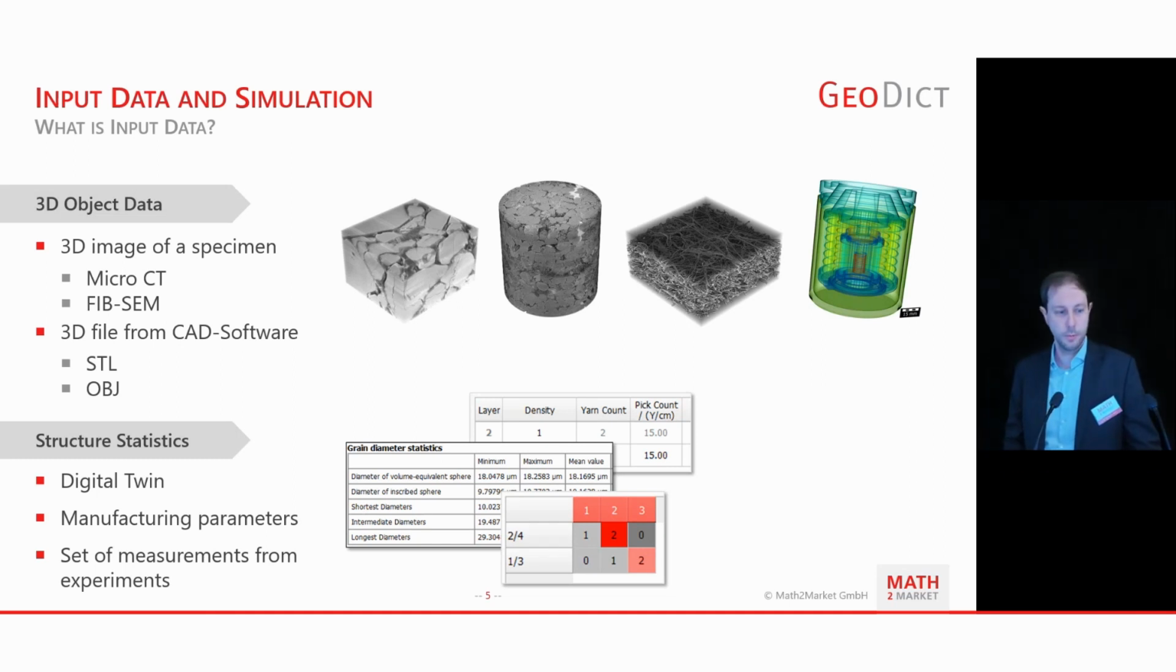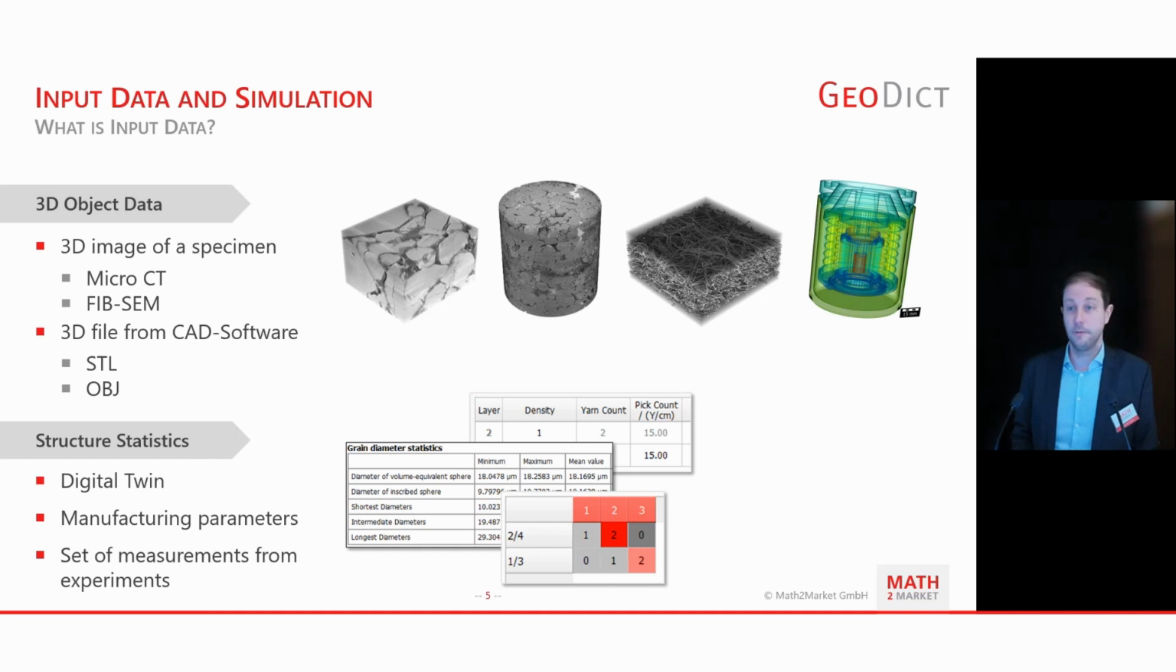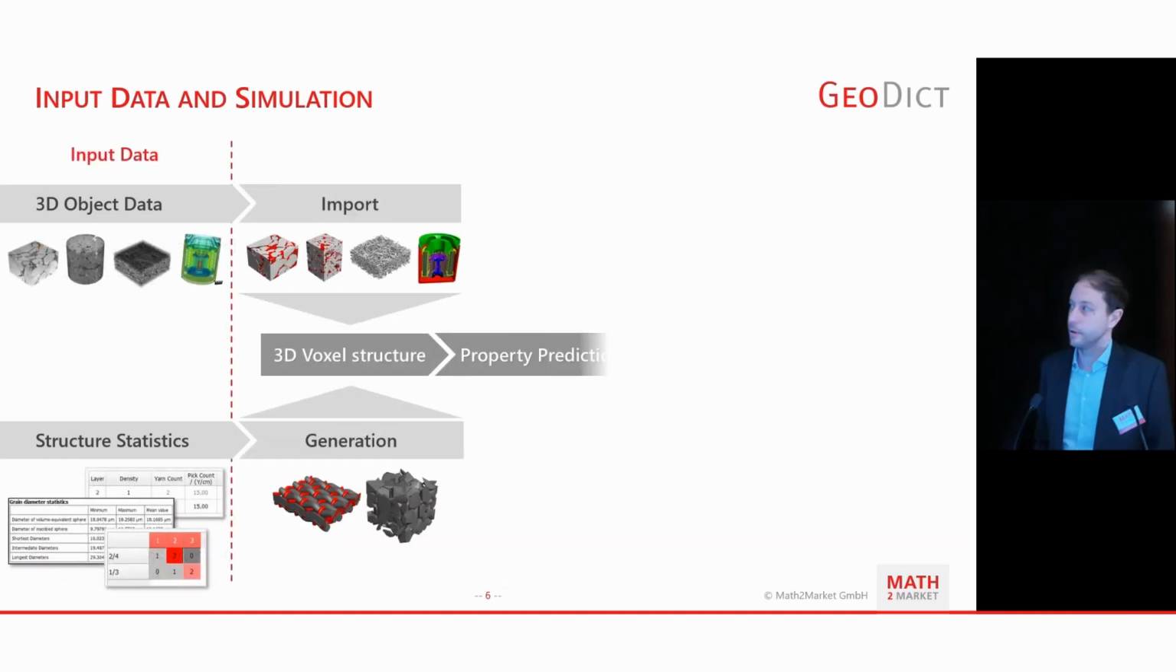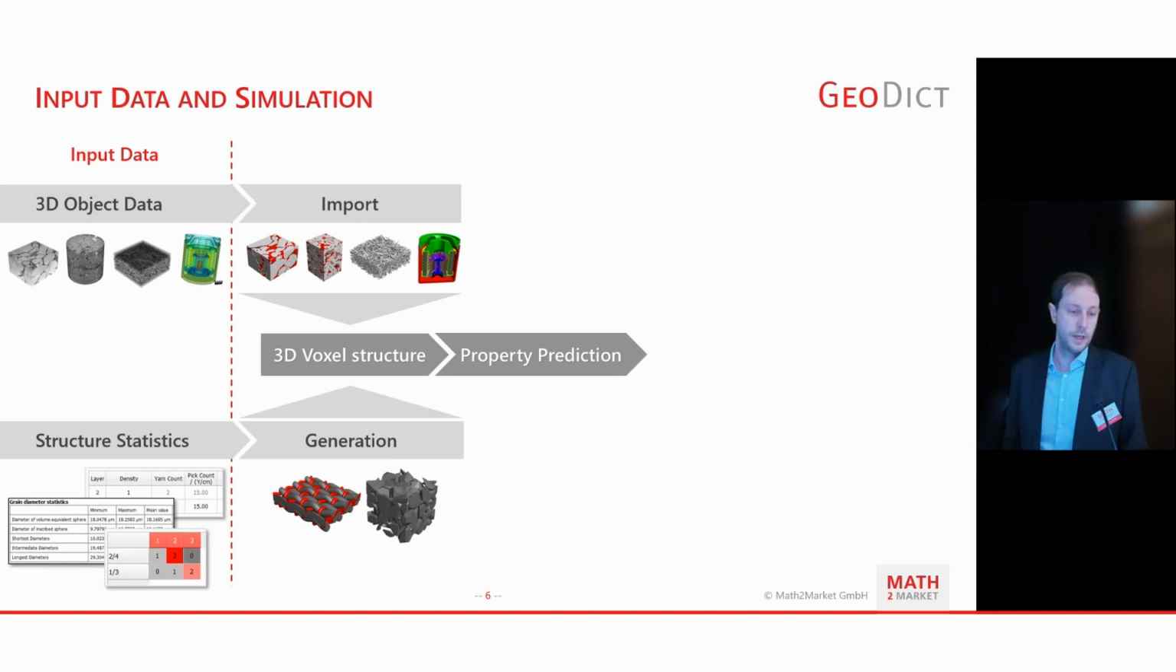If you do not have any 3D object data, you surely have some idea how your material is made. For example, you have some manufacturing parameters, or you have some measurements from your experiments. In the perfect case, you have a digital twin of your material. You know everything about it, all the statistics, all the fiber lengths, or, for example, you know how your weaving matrix of a woven material looks like. You take all this data and convert it into some 3D voxel structure.